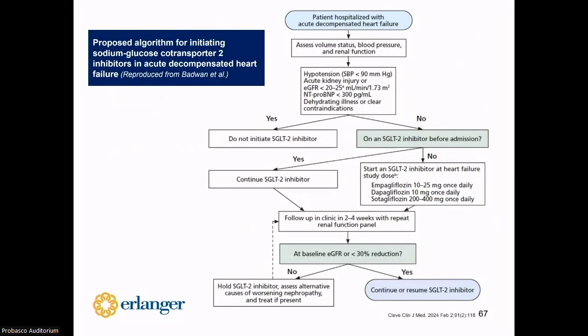Were they on an SGLT2 inhibitor prior to admission? If they were, you can continue it. If they're not, it gives recommendations here of the doses you would start, making sure that we have appropriate follow-up. I'd add to this just to be sure that we're monitoring for patients' PO intake and their overall diet status, just again for that risk of euglycemic DKA.